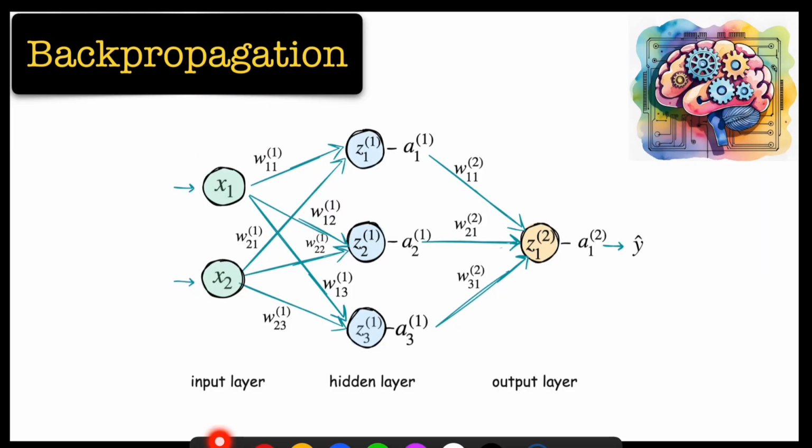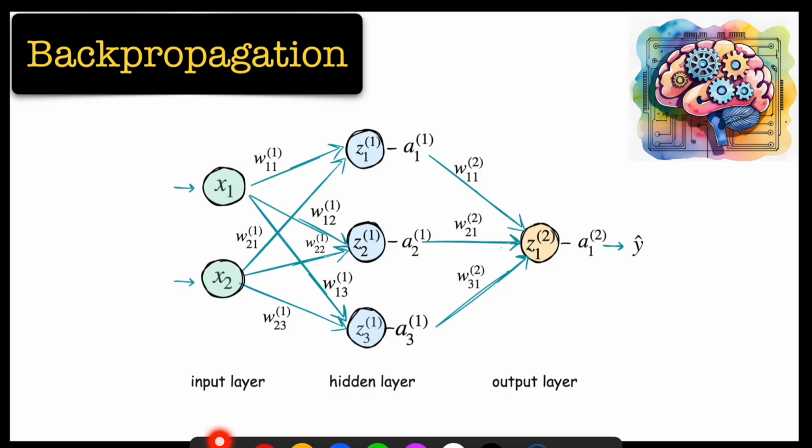Let's talk about backpropagation here in this video. This is an important topic in neural networks, and it's about how neural networks learn. So we have input layers, hidden layers (we can have multiple hidden layers also), and then finally we'll have some output layer. So we have one output node here.